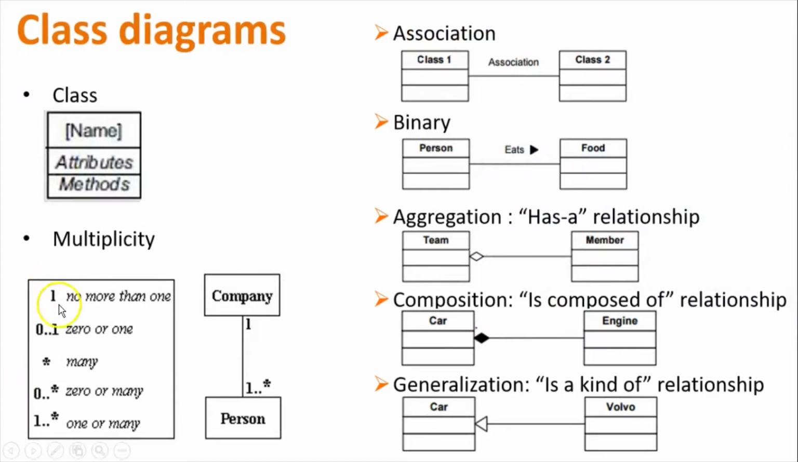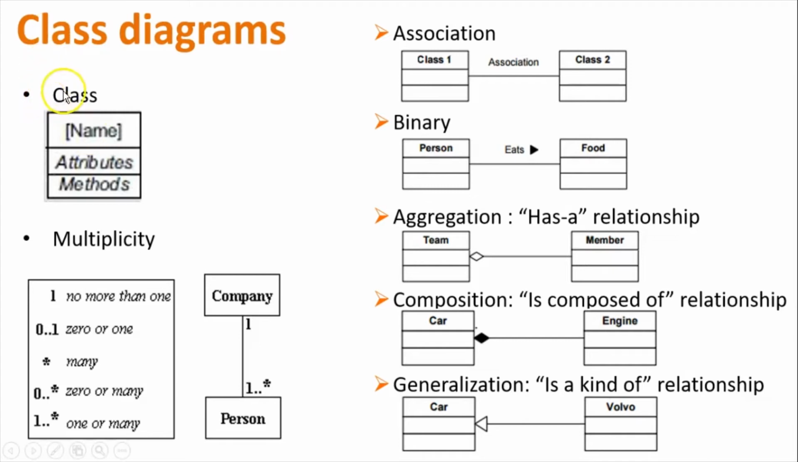So let's start with class itself. So what is a class? A class is nothing but a representation of an object or a set of objects that share a common structure and behavior. It's in the form of a rectangle with 3 rows.